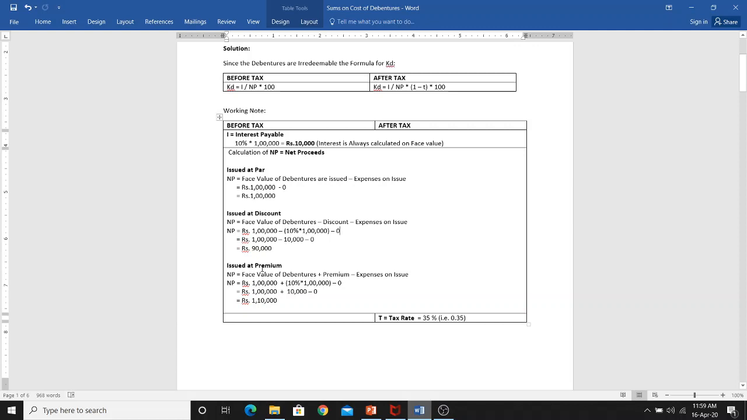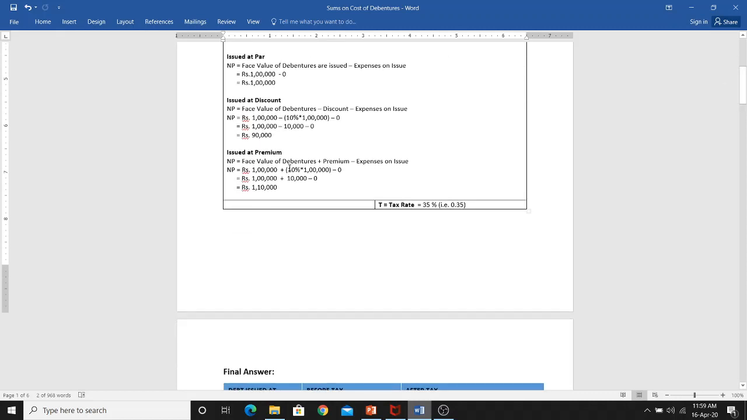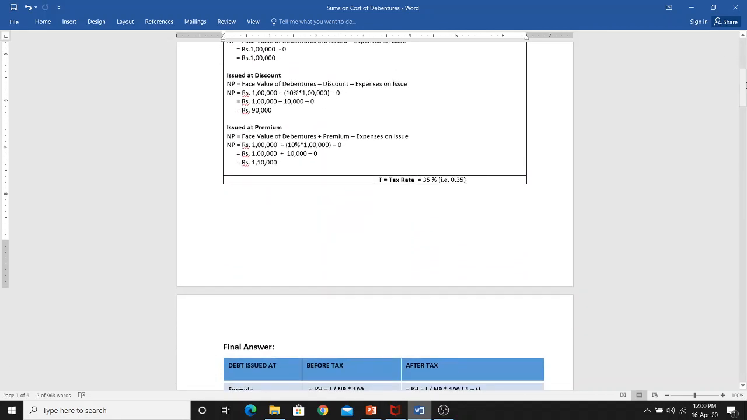Now, issued at premium, what is the formula? Face value of debentures plus premium minus expenses on issue. What is the percentage of premium? Here they have given 10% premium. So it is 1 lakh plus premium, which is always calculated on the face value, so 10% of 1 lakh, minus 0. So 1 lakh plus 10,000 is 1 lakh 10,000, the NP in case the debentures are issued at premium. In case of after tax, only the tax rate will be applicable. They are telling 35%, so that amounts to 0.35.